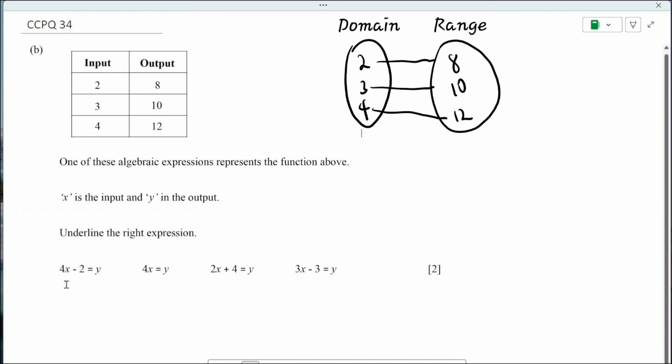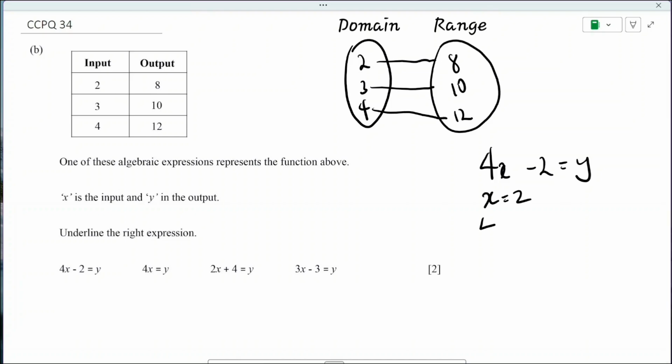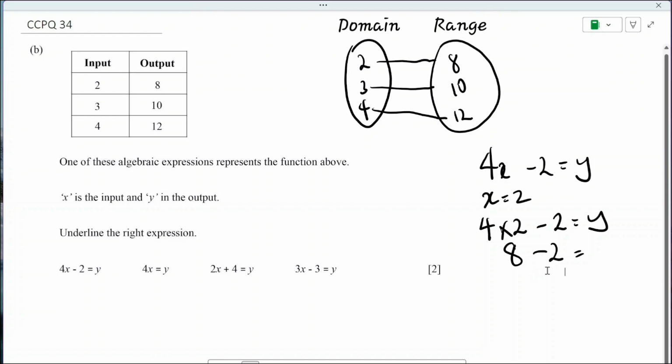We have 4x minus 2 equals y. The input is x. Let's write the equation here. 4x minus 2 equals y. We're saying when x is 2, would y be 8? So when x is 2, we have 4 times 2 minus 2 equals y. 4 times 2 is 8. 8 minus 2 is 6. So when the input is 2, y is 6. This doesn't work. You have the input as 2, the output as 8. The output here is 6. So the first one doesn't work.